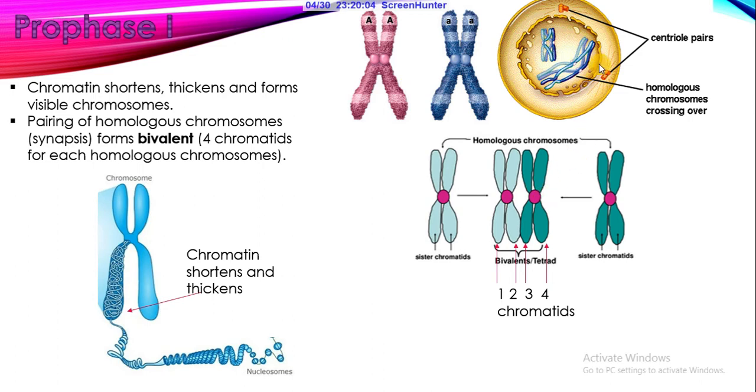And also, if you can see inside the cell here, this is the pairing of the homologous chromosome. You can see that the structure is the same. And also, it forms bivalent. Bivalent is what you call heterochromatic. If you can look at here, homologous chromosome. This is the first chromatid, second, third, and also the fourth chromatid.